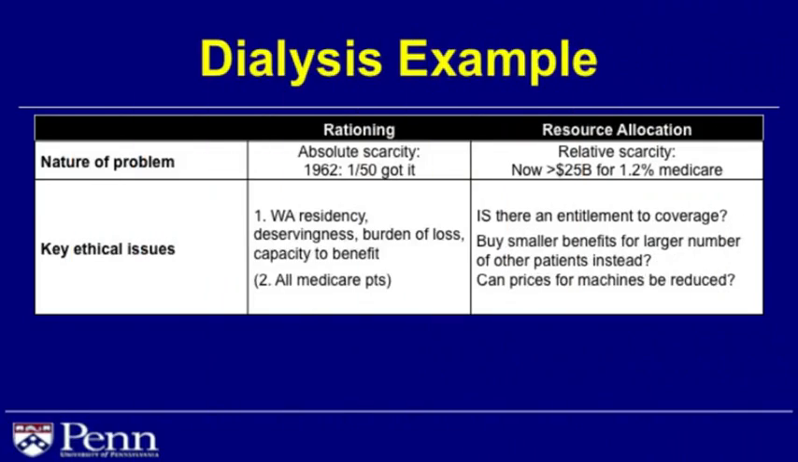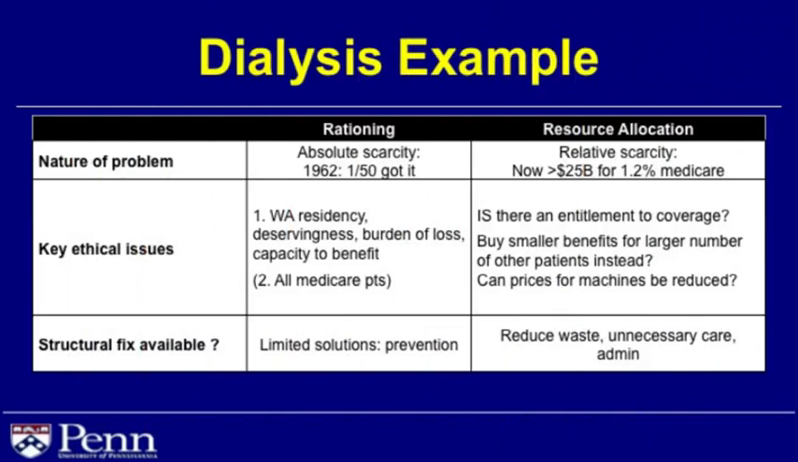When the government took over paying for dialysis in the 1970s, it was a very different issue. They decided to pay for everyone who needed it. The key ethical questions were less who got the machines then, how much to pay for people. Can prices for the machines be reduced? Could we provide a smaller benefit package so that more people could get on the machines? A very different problem. When you have rationing and a limited number of dialysis machines, there are a limited number of solutions you can do to get out of the problem.